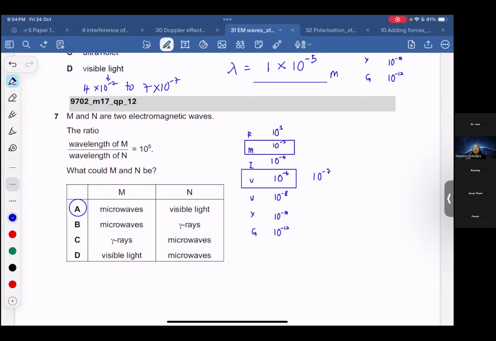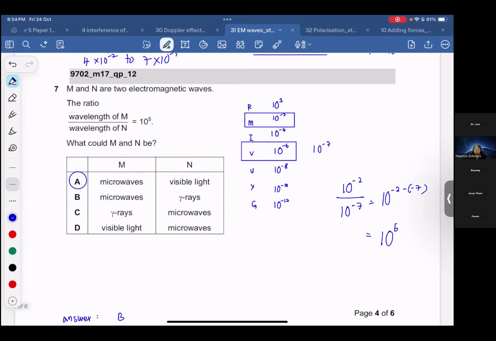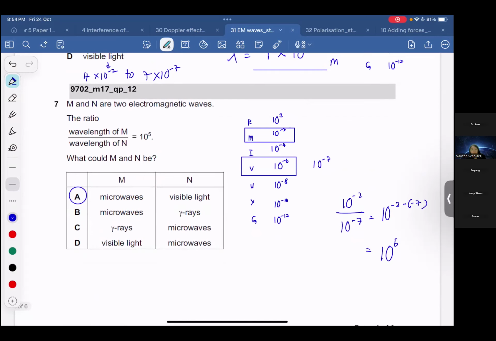Okay, 4 times 10 power of negative 7 to 7 times 10 power of negative 7. Although I write negative 6, it's just to make the sequence easier for us. So here, 10 power of negative 2 divided by 10 power of negative 7 is 10 power of negative 2 minus 7. So you get 10 power of 5. Answer should be A. Okay, boys and girls, questions 8, 9, 10, 11. We write the final answer at the bottom. You do it by yourself. Is it okay? Okay, this one settled. Question number 7.